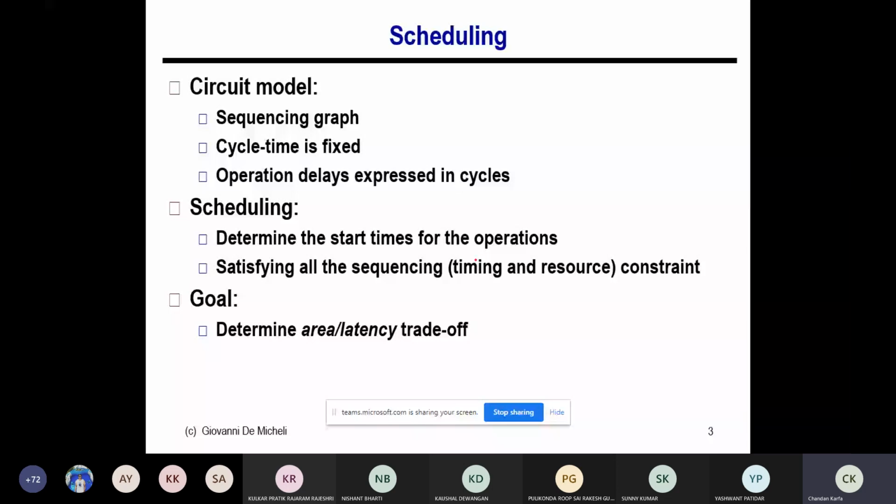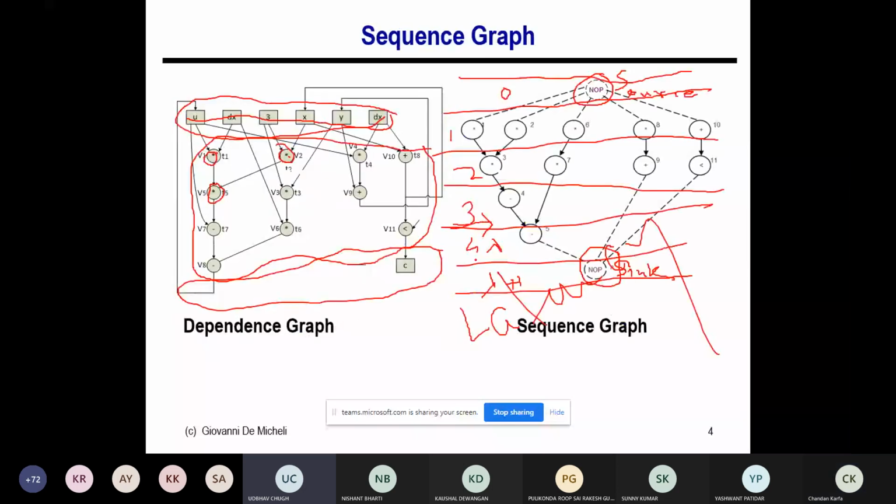Yes, please. Excuse me, sir. Yeah. In the previous sequence graph, can you move to that slide once? Yes. Based on the dependence graph, the sequence graph is not in exact correspondence. Like V3 there has no dependency. I just copy pasted from 2 different sources, so don't worry. It's basically the same, the internal structure is as it is.